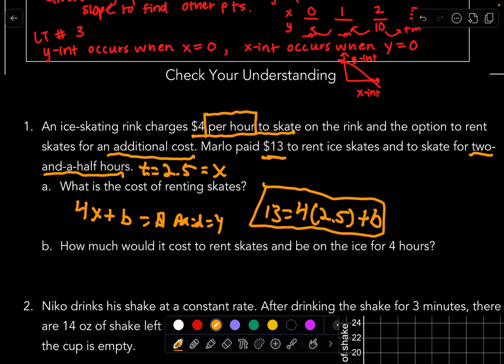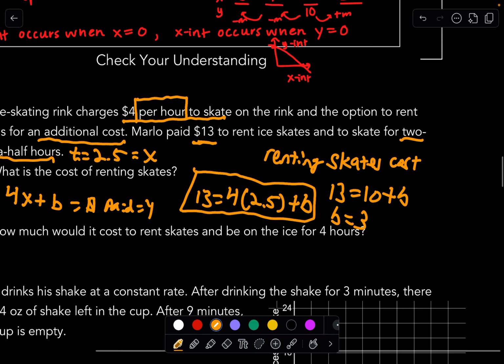Well, 4 times 2 is 8, and half of 4 is 2, so that's 10. So we have 13 equals 10 plus B. Now, if you don't trust me, type it out on the calculator. I've been doing this enough that I can do some of these in my head, and you get B equals 3. B, that's the rental fee. What is the cost of renting skates? Renting skates cost $3. And that would be the answer.